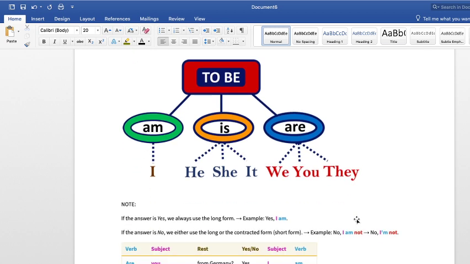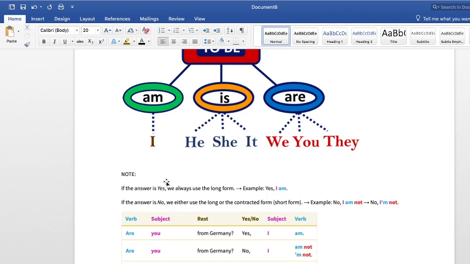Something important. When we make questions in the simple present with the verb be, we need to have something in mind. We need to know that if the answer is yes, remember this, we always use the long form. Example, yes, I am. We do not contract the answer. We need to do it in long form.